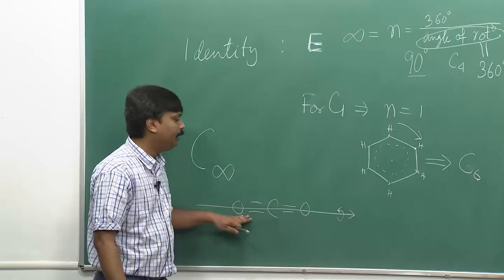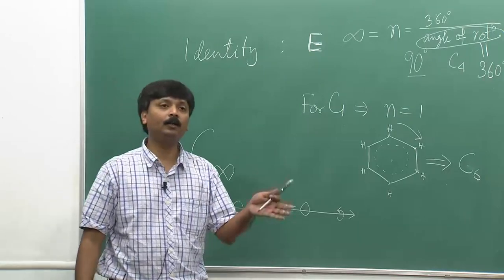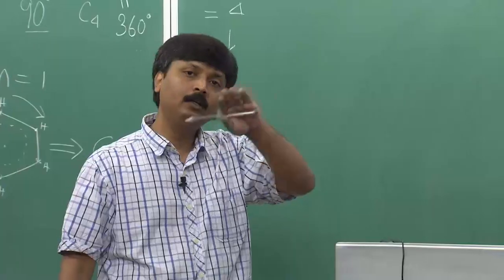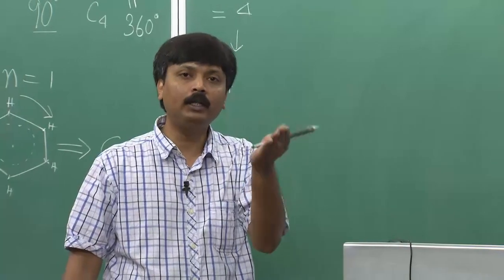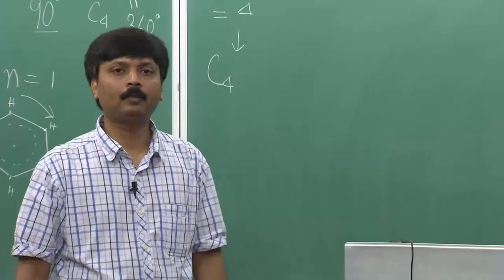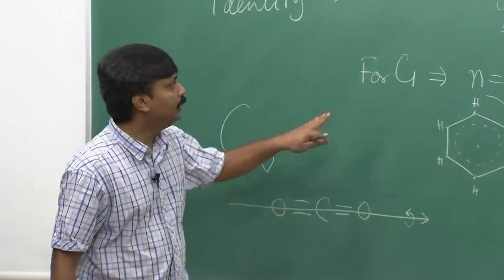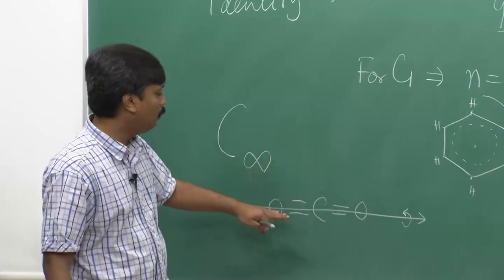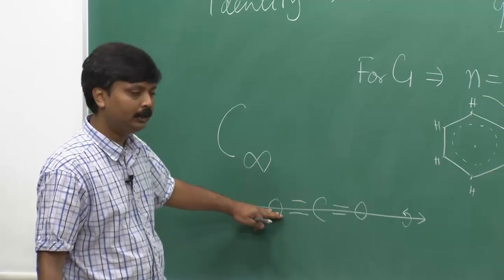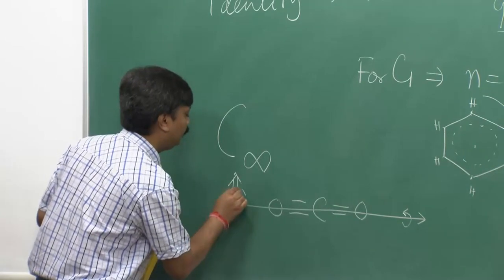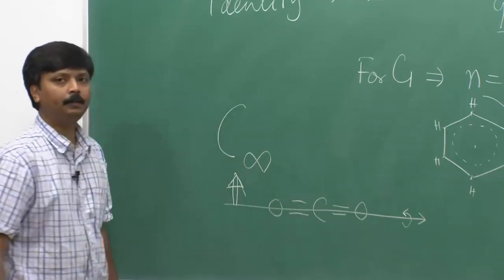So, in a sense, I can give an infinite amount of rotation before it comes back to its original configuration, correct? Because I can give infinite degrees of rotation about this axis and get an indistinguishable structure, this axis is known as C infinity, okay?